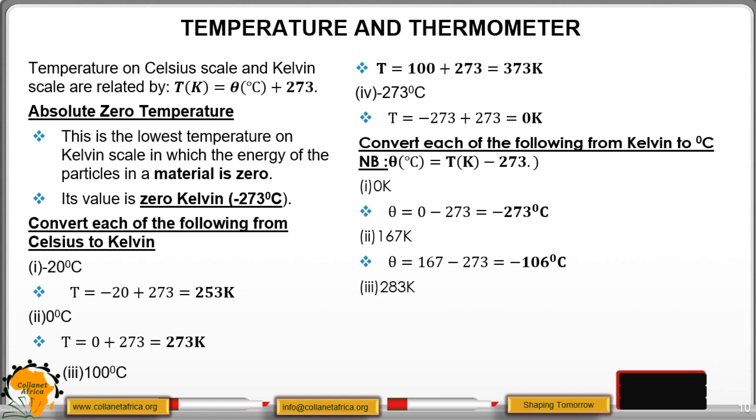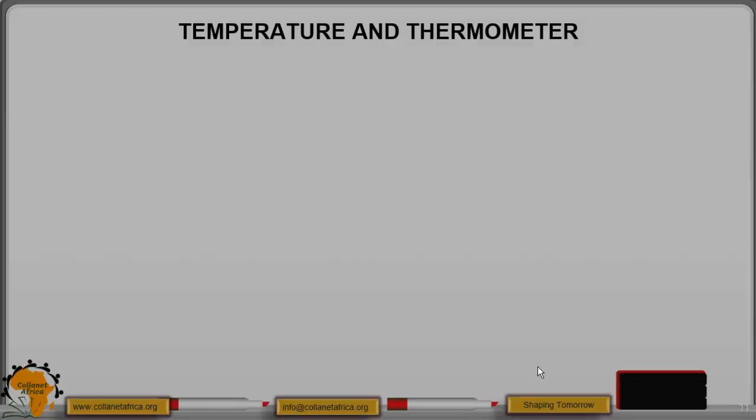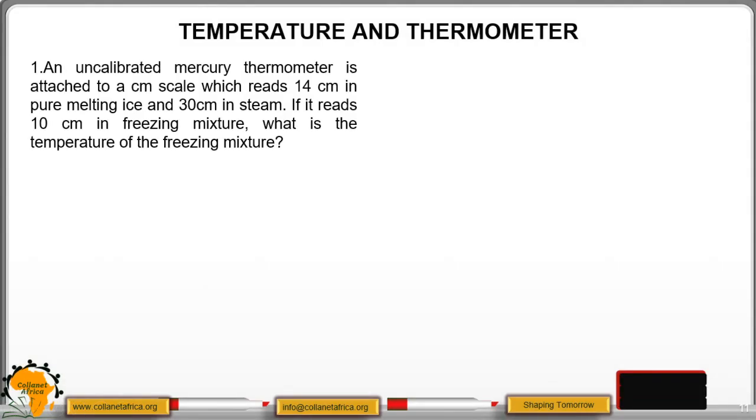Then you have 283 Kelvin. You subtract 273, you get 10 degrees Celsius. Finally, we have our final example, that is 3450 Kelvin. You just need to subtract 273, you get 3177 degrees Celsius.